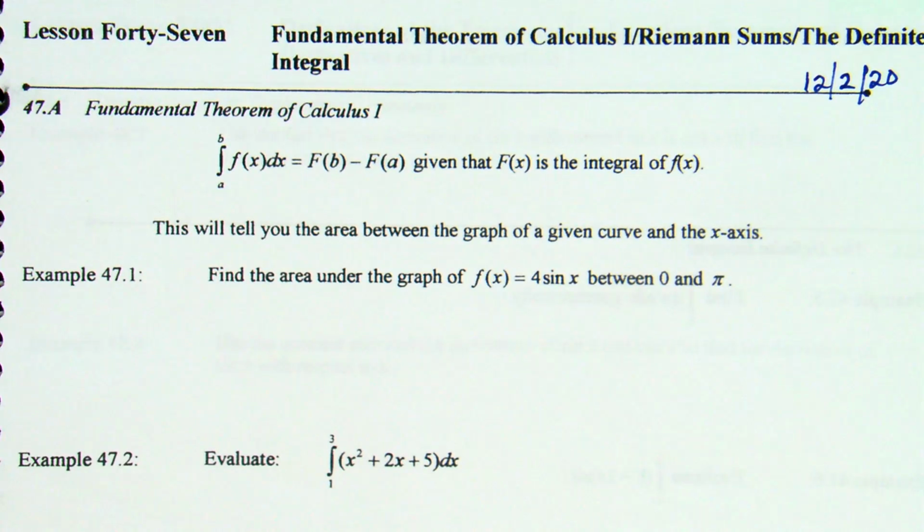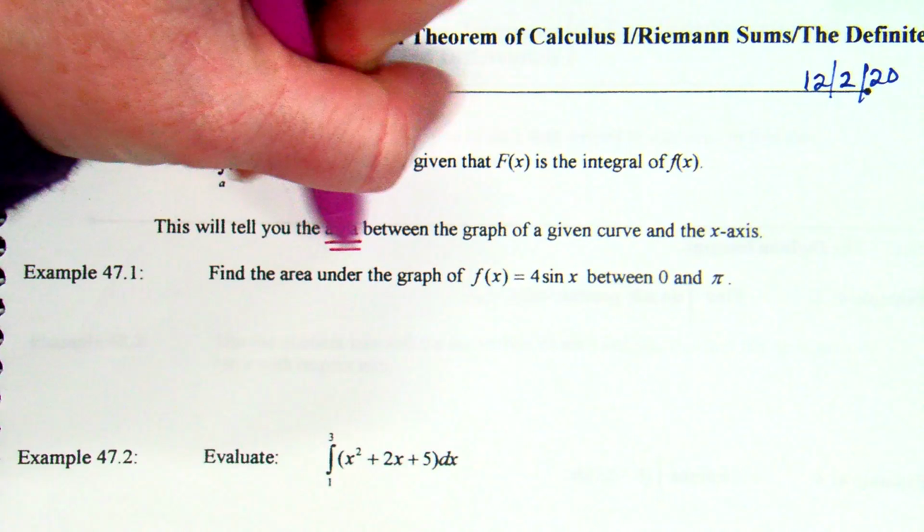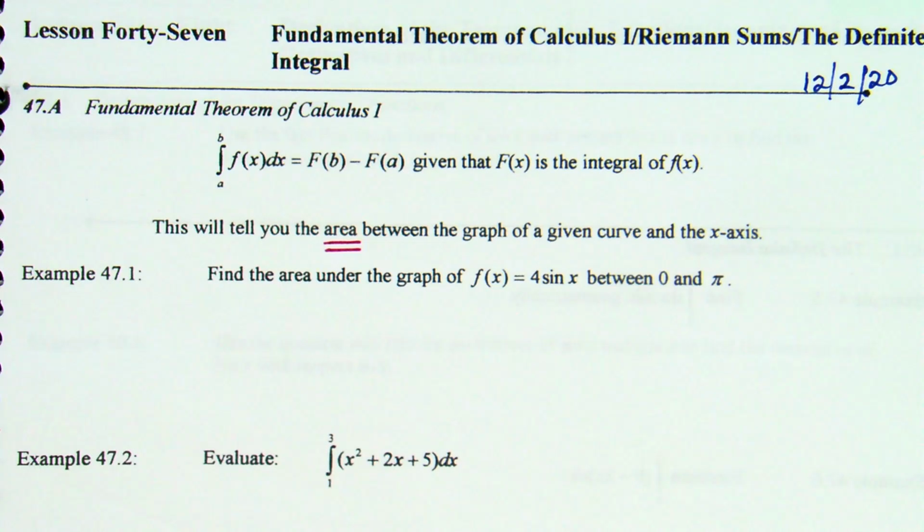Now, when I say derivative, your brains go and think slope, I hope, right? When I say integral, your brains need to go and think area. When we talk about an integral, it's the area under the curve is what we usually say. Or, in other words, the area between the graph of a given curve and the x-axis. When we get fancier, it will be the area between two curves. But if you're only given the one curve, it's the area between the curve and the x-axis.